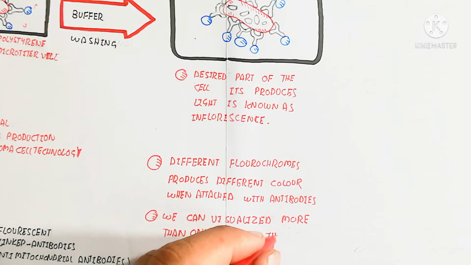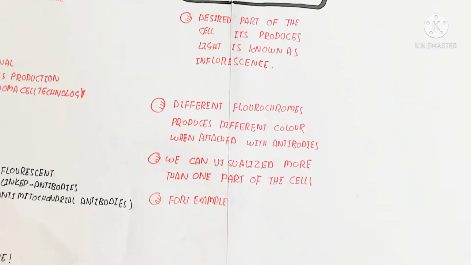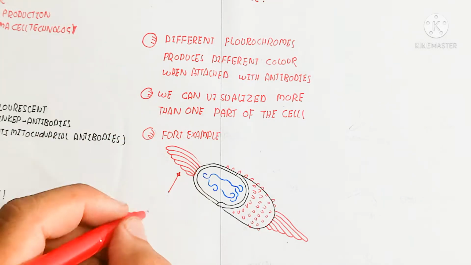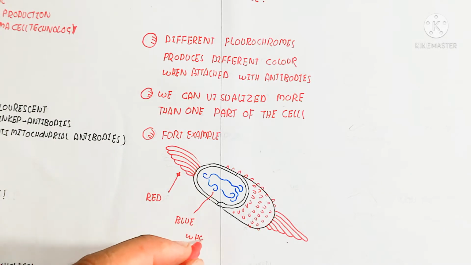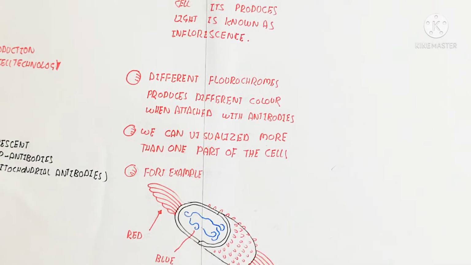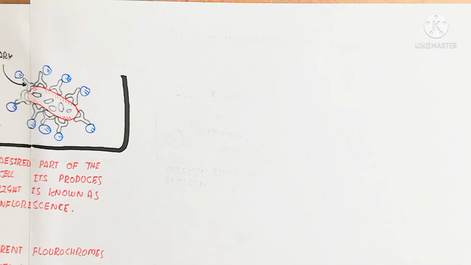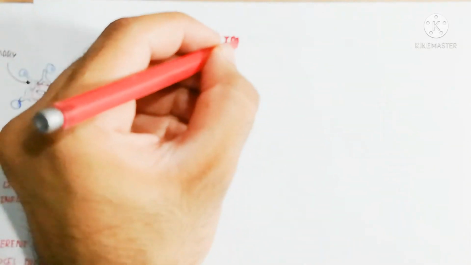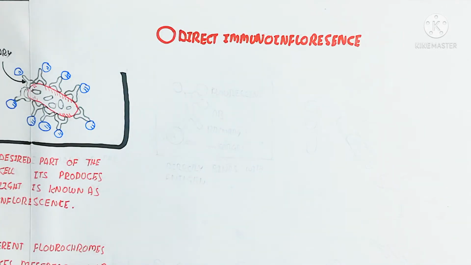Different fluorochromes produce different colors. When attached with antibodies, we can visualize more than one part of the cell. For example, here is a bacterium with red color showing the flagella, blue color showing the DNA, and red color showing the pili. The different colors show due to different antibodies against the antigens, when we introduce them into the animal separately, so we can produce many more antibodies. I hope this makes sense.